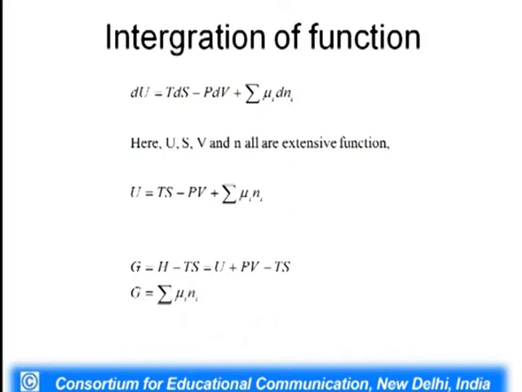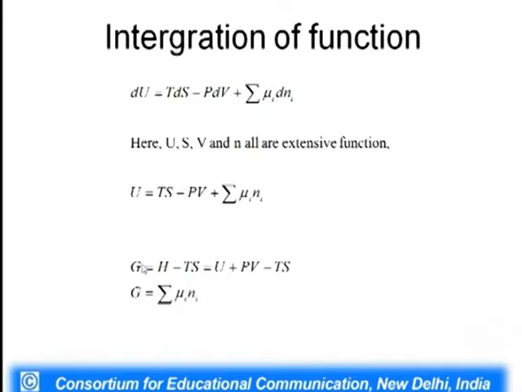This is from Euler's theorem. This can be integrated because if you see these parameters U, S, V and n, all are extensive parameters. If one of them were intensive, then you could not integrate it. Out of those 4 equations, only this is the equation which is a function of extensive variables, and so it can be integrated. So, TdS you get TS, minus PdV you get minus PV, plus sigma mu_i n_i.